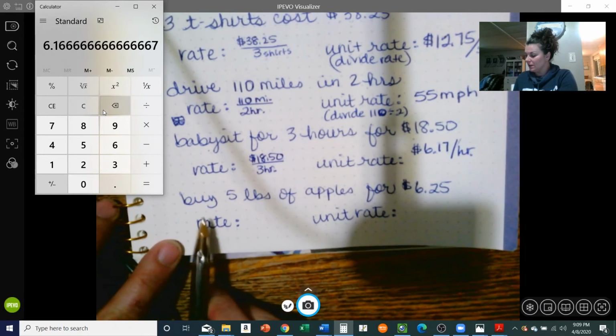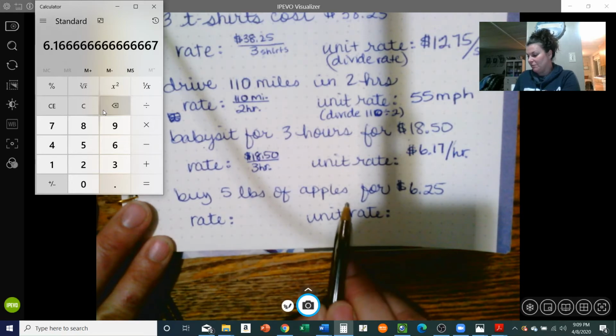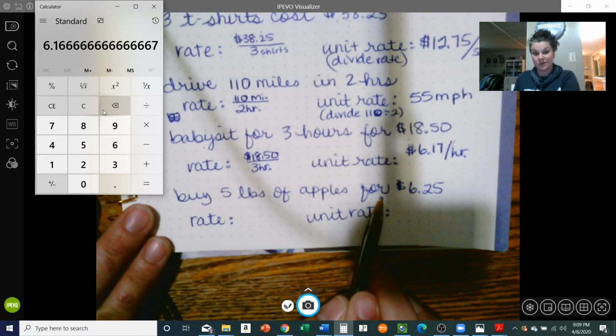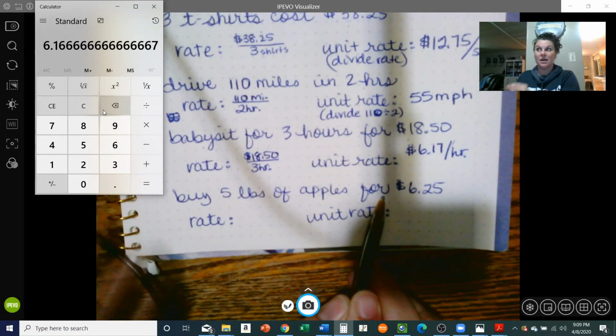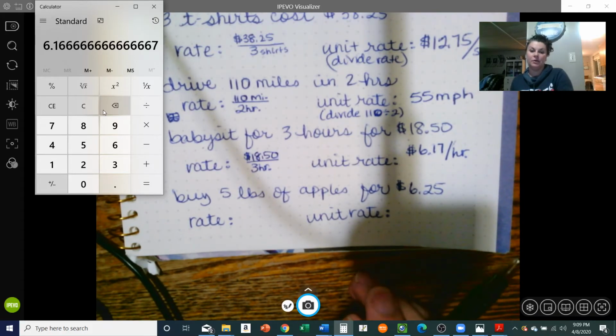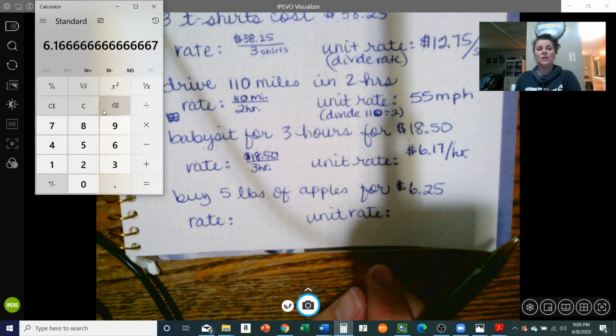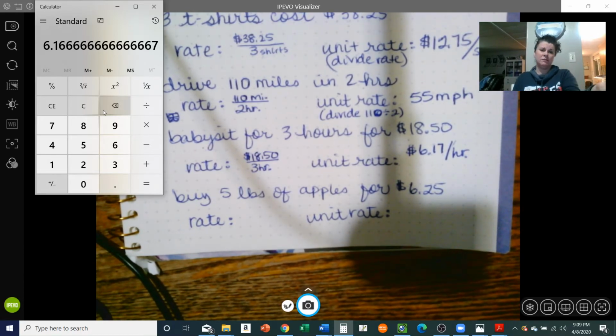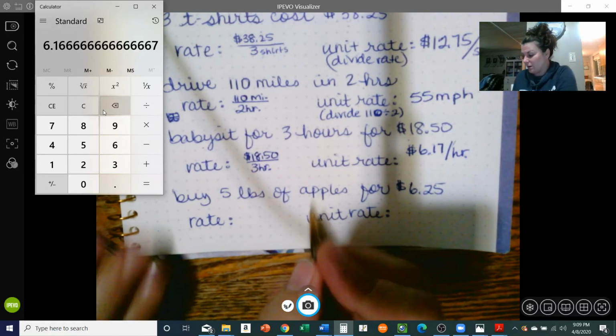Okay, if I'm going to buy 5 pounds of apples for $6.25, again, I pay per pound. So I don't want to know how many apples I get per dollar, because that's going to be a strange amount. Like, you go to the store, how many apples could I get for $1? And they're like, oh, well, you can get 3/4 of an apple, and they chop it and give it to you. That's weird. So think about that when you're thinking about how to write your rate.